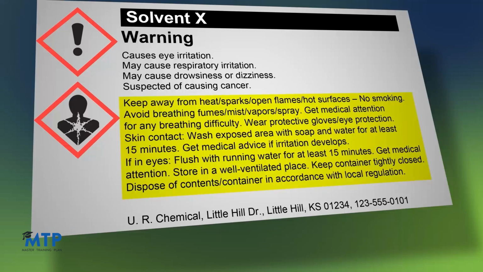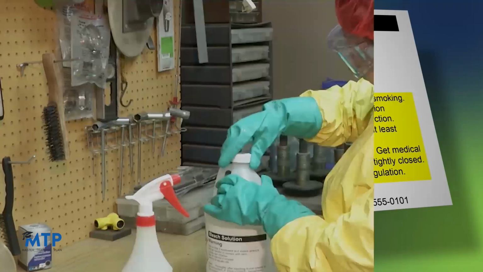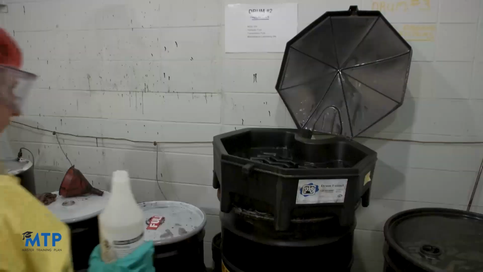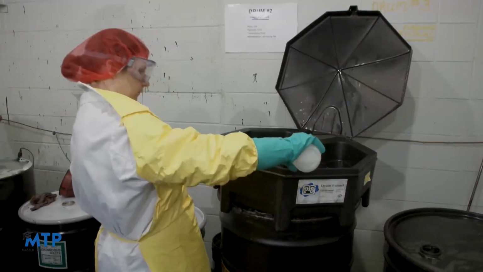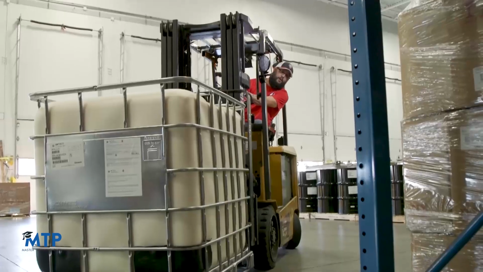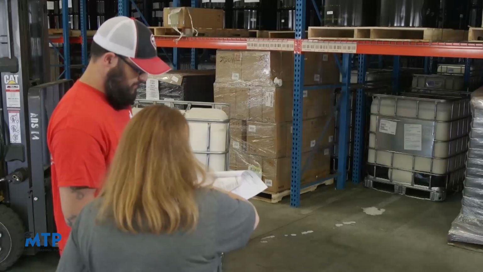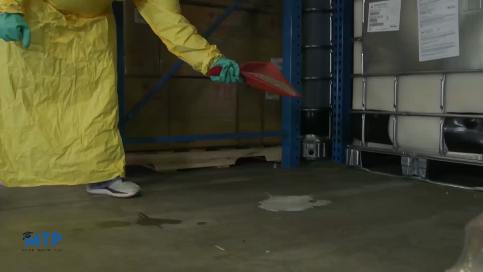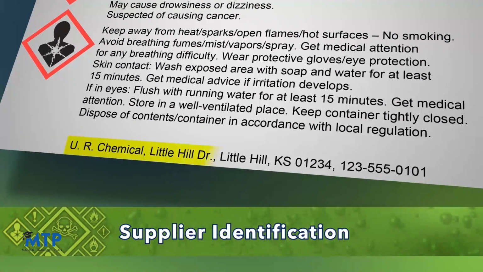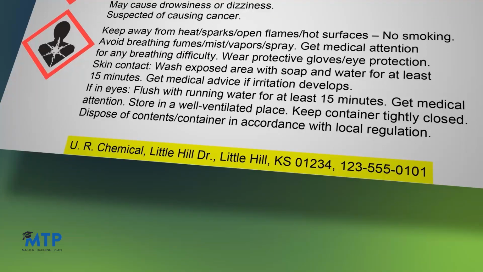The precautionary statement describes ways you should minimize or prevent those hazards. There may be more than one statement listed, and you can also find these statements on the chemical's SDS. Precautionary statements address ways to prevent or minimize exposure to the chemical. Ways you should respond are also included in case of accidental spillage or exposure emergency. Information on storage and disposal of the chemicals is included as well. The supplier identification area includes a name, address, and telephone number. It identifies the chemical supplier, manufacturer, importer, or other responsible party.